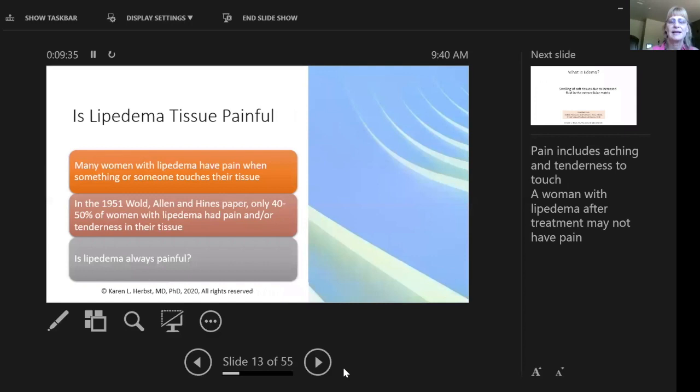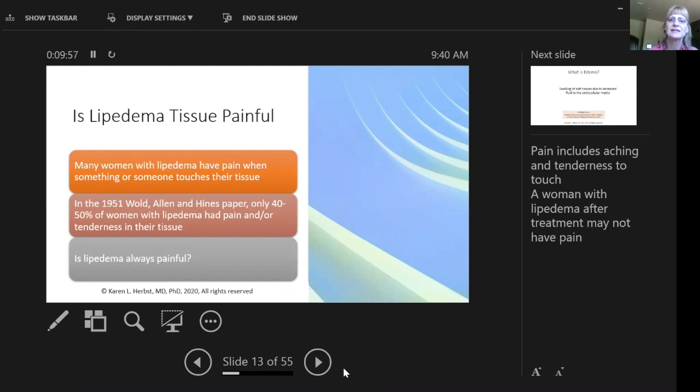I want to move on to pain just for this one slide. Is lipedema tissue painful? We know that many women with lipedema have pain when something or someone touches their tissue. But if you look at the 1951 Wold, Allen, and Hines paper, which is what we all refer to, only 40 to 50% of women with lipedema had pain or tenderness in their tissue.